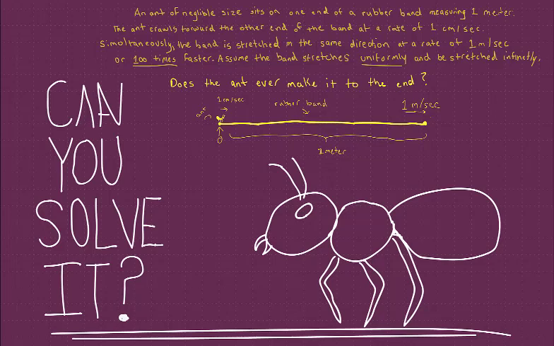Hello, today I am presenting you with an interesting math puzzle or problem where the context is an ant of negligible size sits on one end of a rubber band measuring 1 meter long. The ant crawls towards the other end of the band at a rate of 1 centimeter per second. At the same time, the band is being stretched uniformly at a rate of 1 meter per second, or 100 times faster in the same direction.